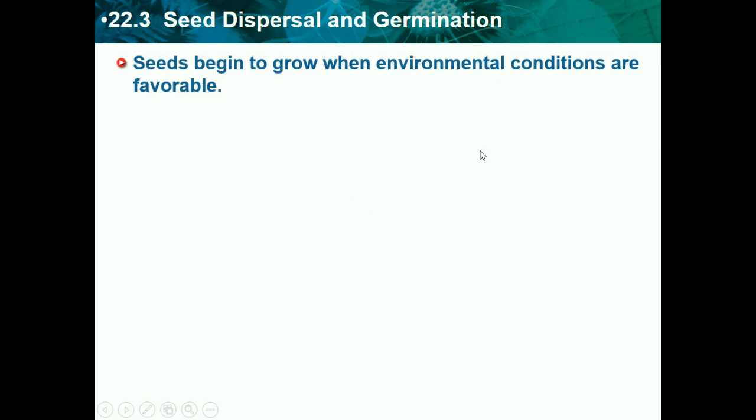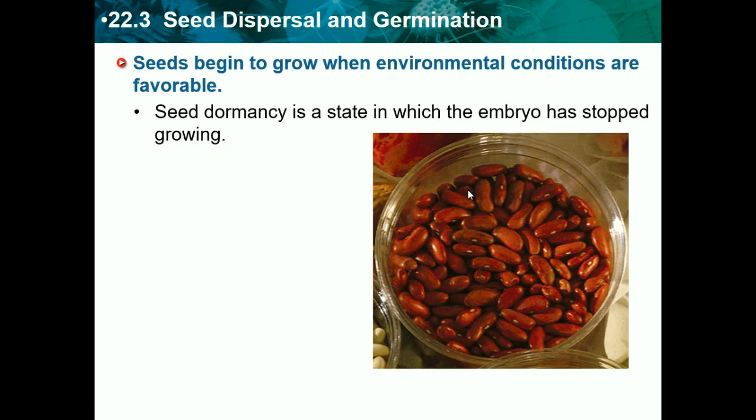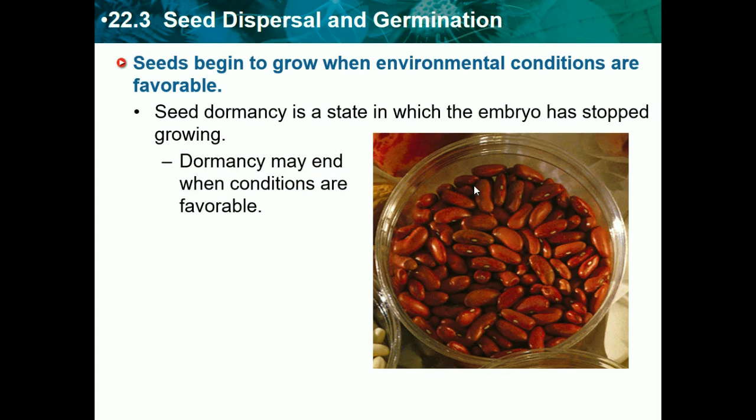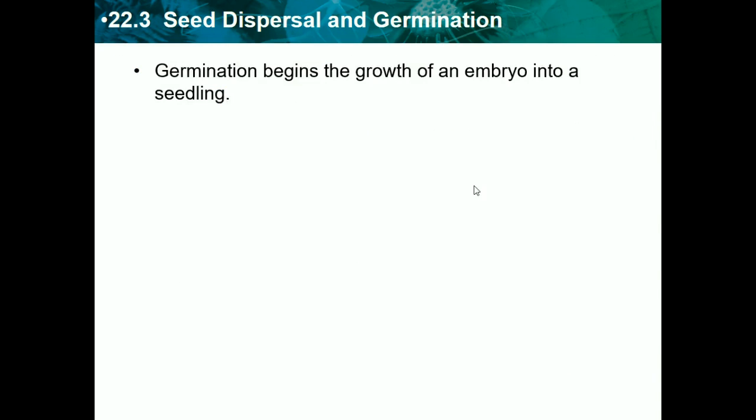Seeds begin to grow when environmental conditions are favorable. Seed dormancy is a state in which the embryo has stopped growing. So there are certain plants that have dormant seeds, which means that they don't grow right away. They grow at certain parts of the year when certain conditions have been met, and it's just another way to help them survive. Dormancy may end when conditions are favorable, while dormant embryos can withstand extreme conditions.